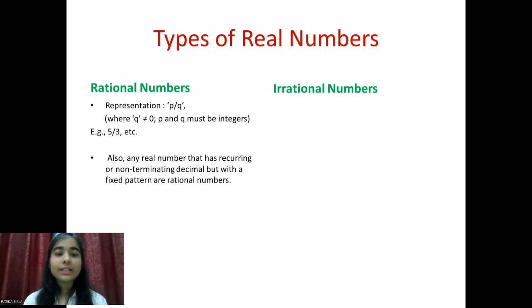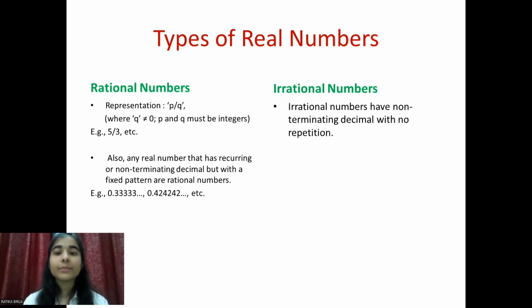Another condition for rationality is that if a real number has a recurring or non-terminating decimal, but it has a fixed pattern in repetition, it is called a rational number. For example, 0.333. Here, after decimal, 3 is the repeating number, and it repeats up to infinite times. So it is a rational number. 0.4242. Here, 42 is repeating up to infinite times. So this is also a rational number.